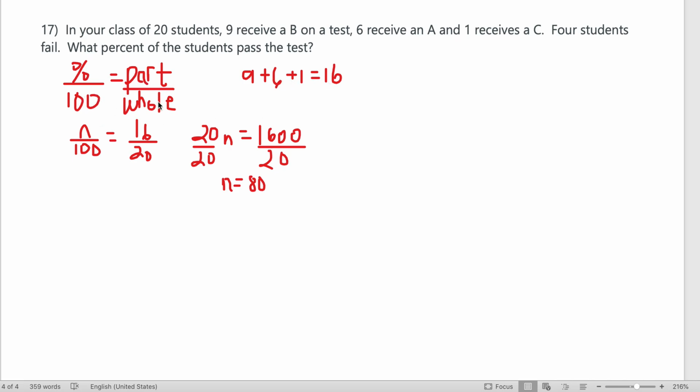So percent over 100 is part over whole. The percent out of 100 is 16 out of 20, because 16 passed out of the whole number of students in the class, which was 20. Cross multiplying, 20n equals 1600, dividing by 20, and I get n equals 80.